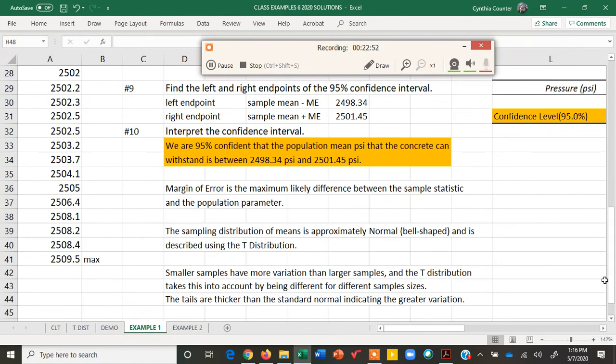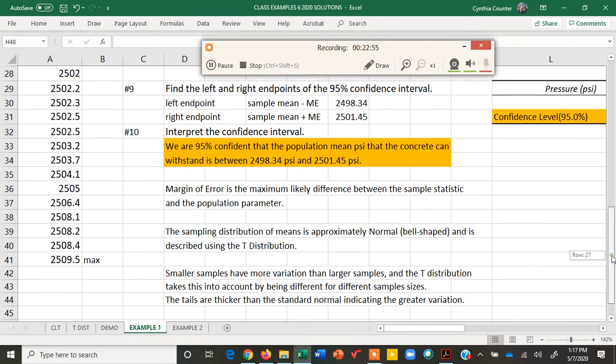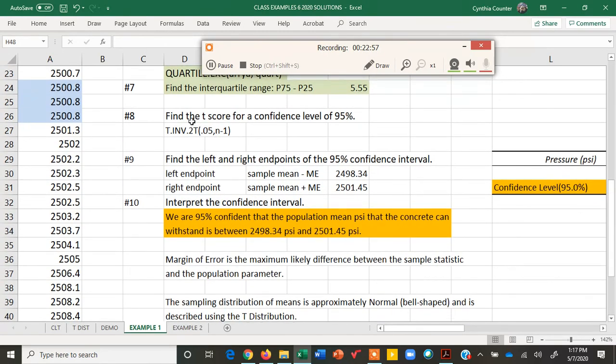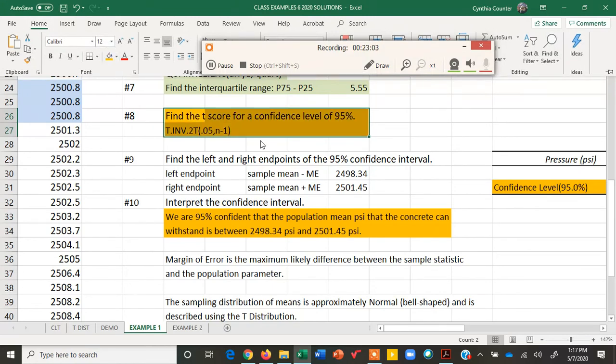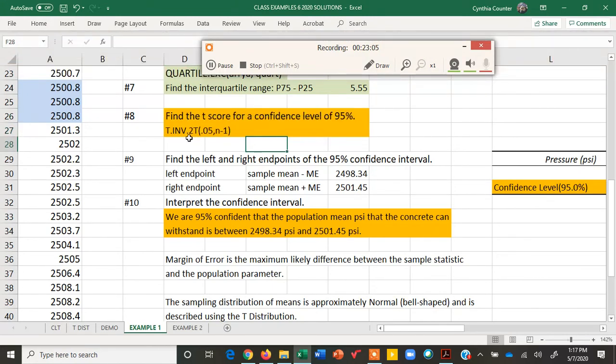So coming back here, we want to find the t-score, and here is what we are going to use to find that t-score. We are going to use an inverse function. T.dist is if you're finding areas and probabilities. T inverse is when you're finding t-scores. So we find t-scores using T inverse, and we have two tails. So see here, here's that 5% divided equally into two tails, and the degrees of freedom is n minus 1.